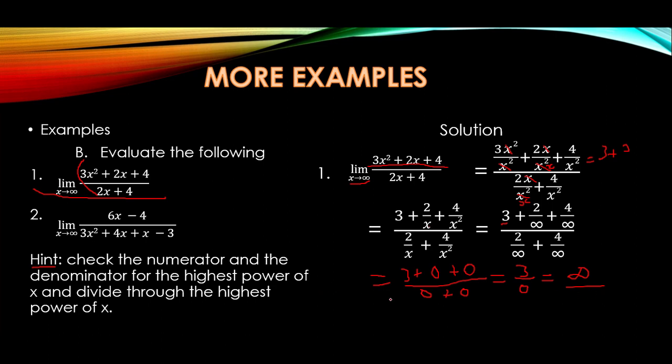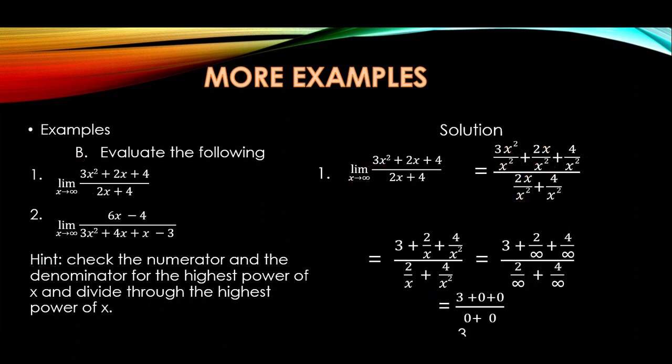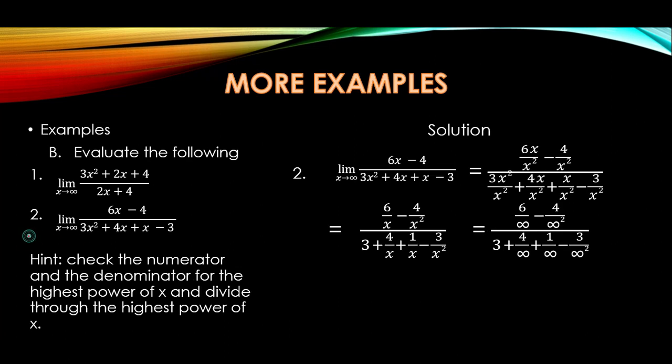Is that okay? Good. Let's solve the second question. Now the second question tells us to find what happens to this function as x tends to infinity also. We do the same thing here. We find the highest power of x. So in this case also x squared, so we divide through by x squared. So we have 6x divided by x squared minus 4 over x squared, then 3x squared, and so forth. So x squared cancels x squared here.